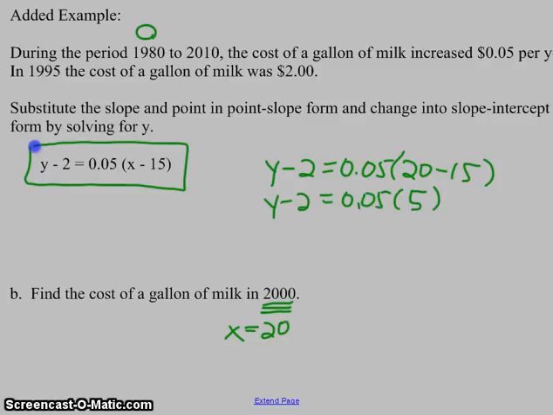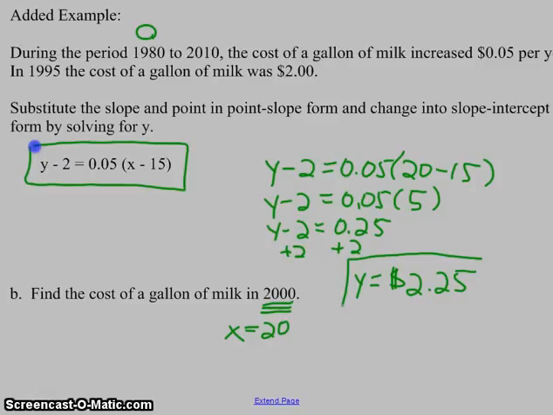This would give me 25 cents, and y would equal $2.25. And that answer makes sense because 5 years earlier it was $2. And if it increases 5 cents every year, 5 years later it'd be 25 cents more.